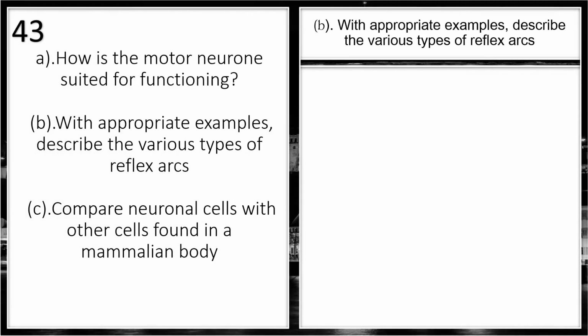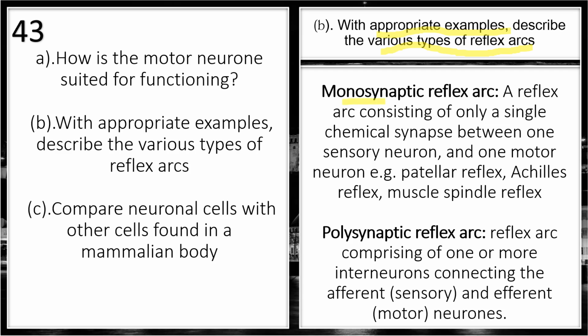Part B. With appropriate examples, describe the various types of reflex arcs. Monosynaptic reflex arc. A reflex arc consists of only a single chemical synapse between one sensory neuron and one motor neuron. Examples: we have the patella reflex, Achilles reflex, muscle spindle reflex.